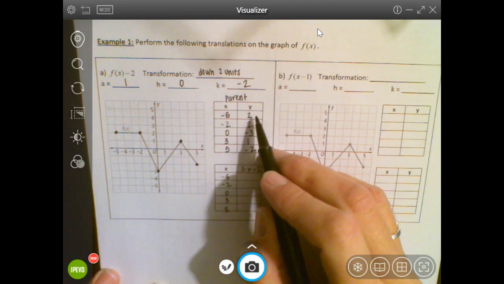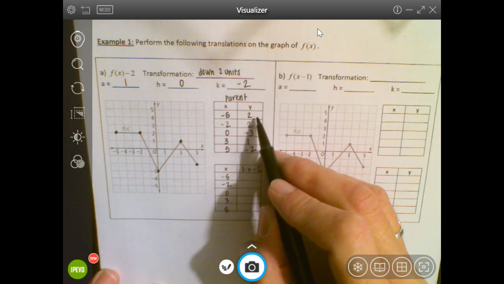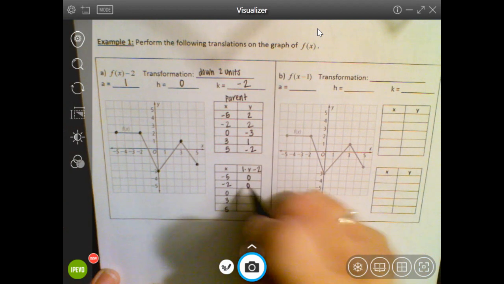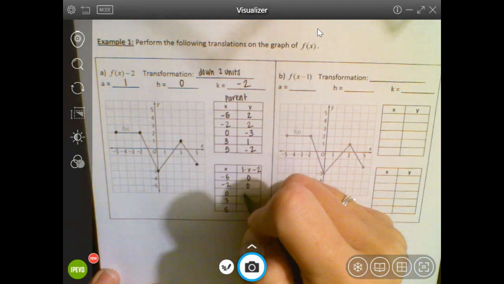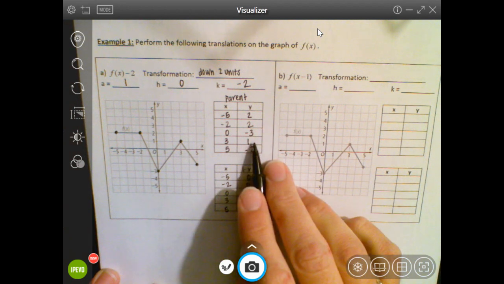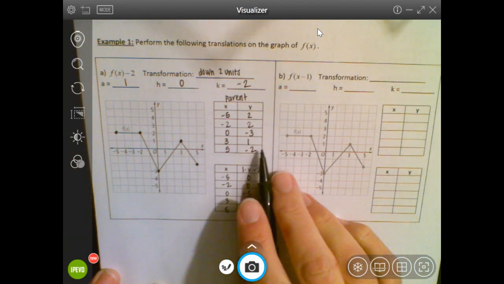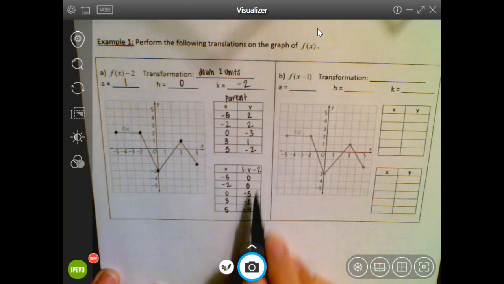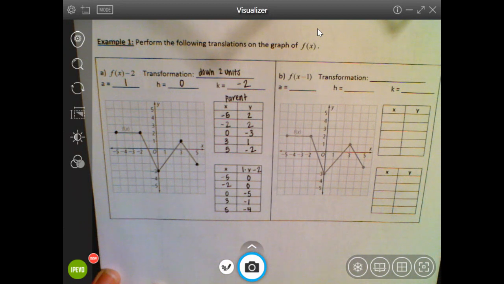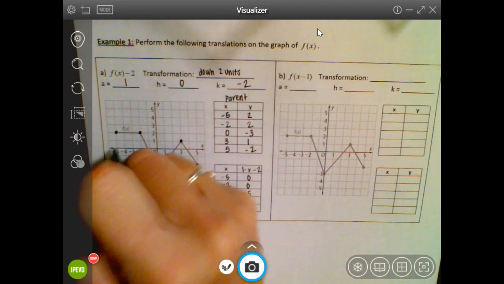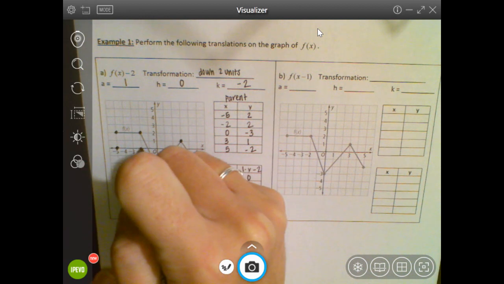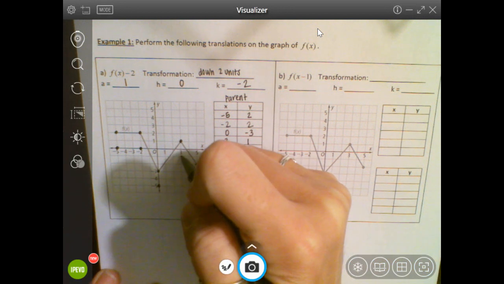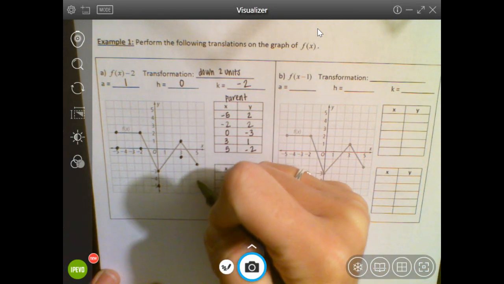So if I take each one of my y's and subtract 2, well, 2 minus 2 should give me a 0. Here, 2 minus 2 should give me a 0. Negative 3 minus 2 should give me a negative 5. 1 minus 2 should give me a negative 1. And then negative 2 minus 2 should give me a negative 4. So basically, we come up with new coordinates that we want to graph. So let's look at what this graph looks like compared to the parent. So negative 5, 0, negative 2, 0, 0, negative 5, 3, negative 1, and then 5, negative 4.